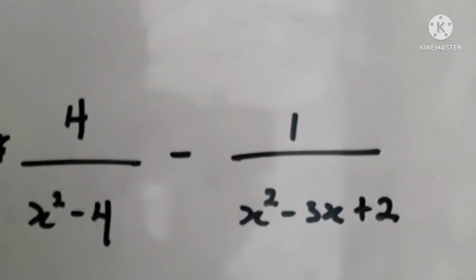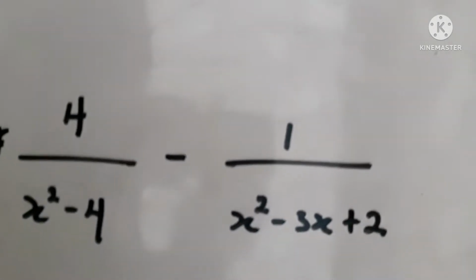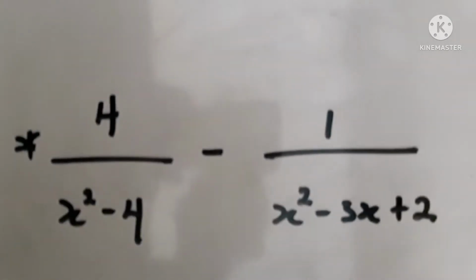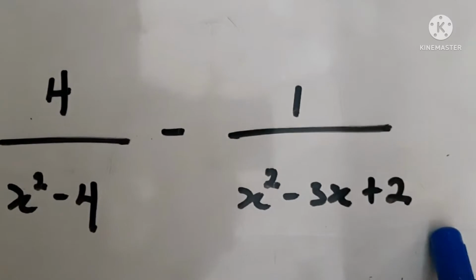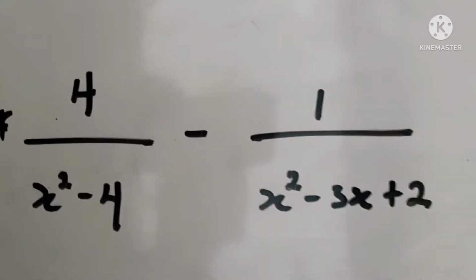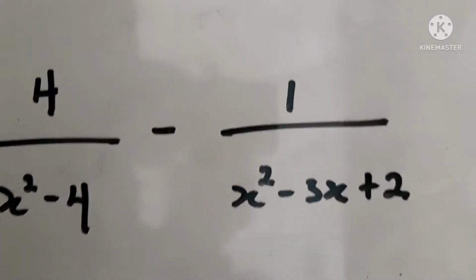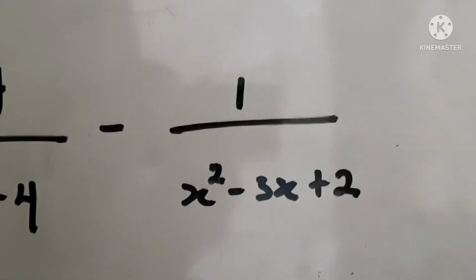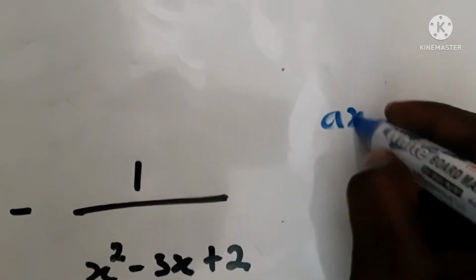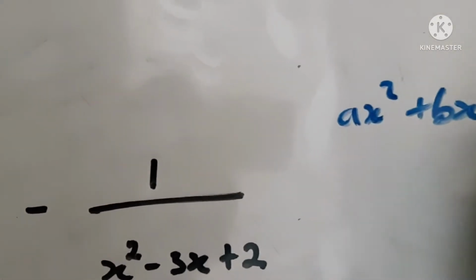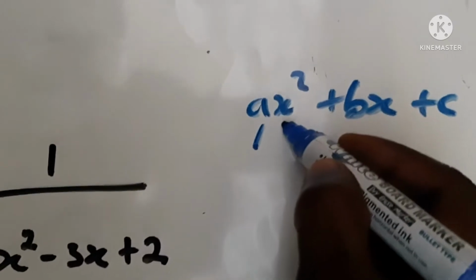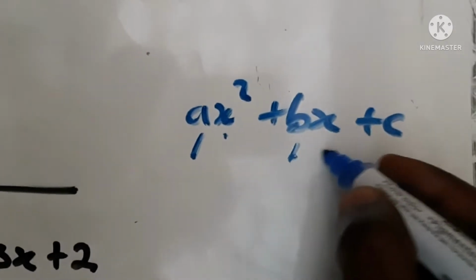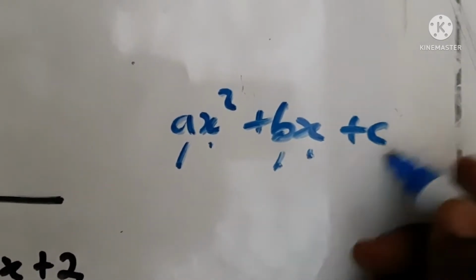Now here is the point. The key is that you have to make sure you break this one down, and then break this one down. We call them quadratics. A quadratic looks like ax squared plus bx plus c. Don't let this scare you. All it means is that a is attached to the x squared, b is attached to the x, and c is alone.